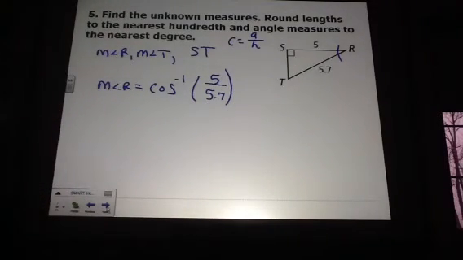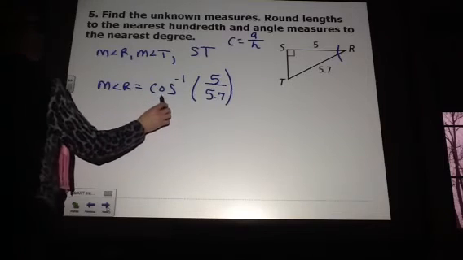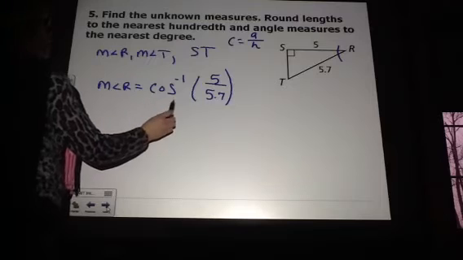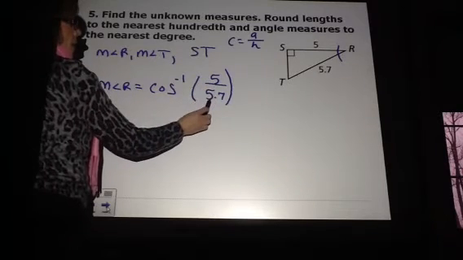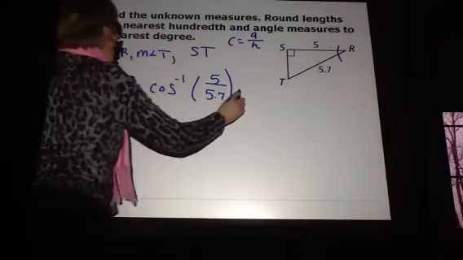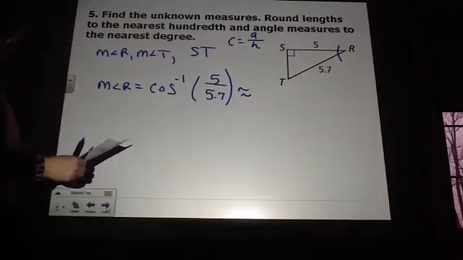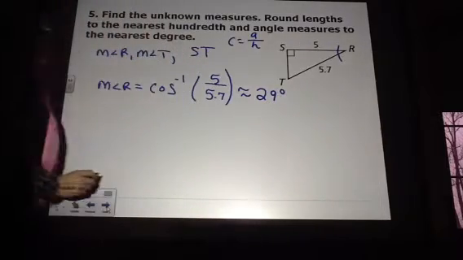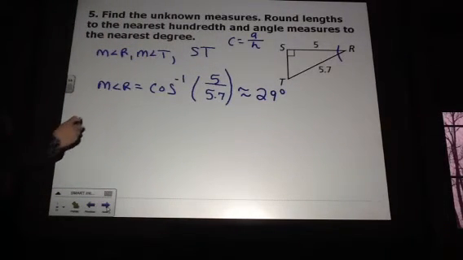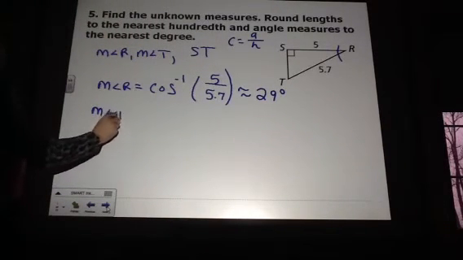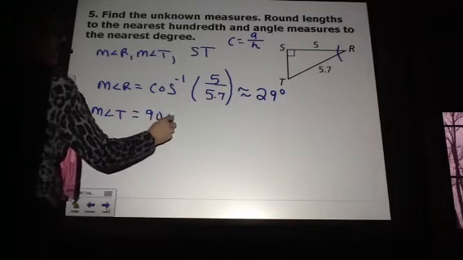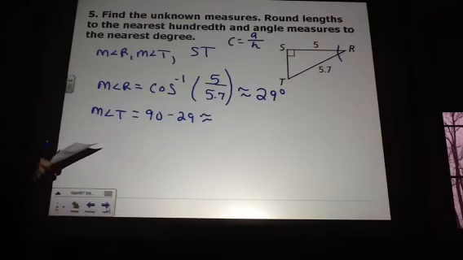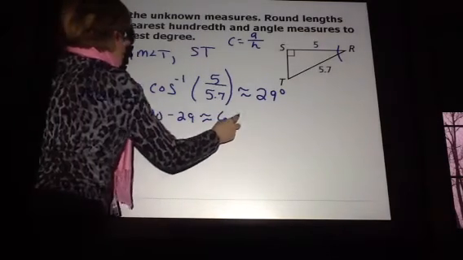So what you need to do is hit your second function button, then your cosine. You should see inverse cosine with the -1, then in parentheses, 5 divided by 5.7, and you should get, rounded to the nearest degree, 29 degrees. And then for the measure of angle T, all I need to do is take 90 minus the 29, and this is approximately, because we had to round the 29, 61 degrees.